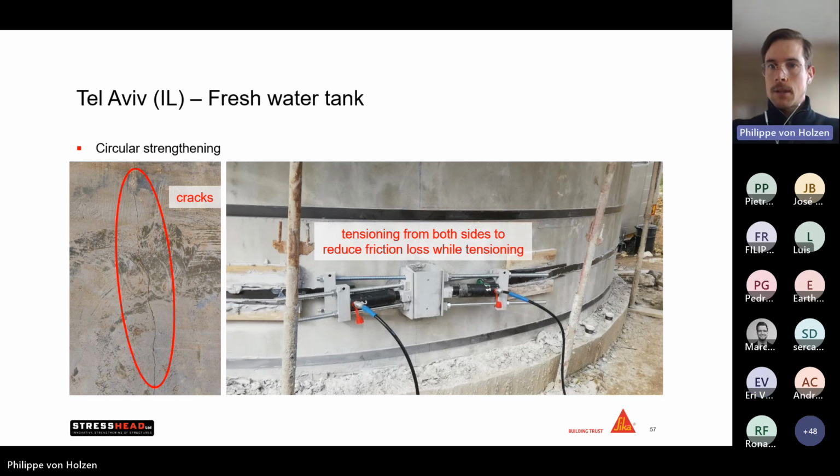Absolutely, the system can be installed in a round shape. There's a minimum radius of about 2 meters that we do have to take into account. So we cannot just, let's say, reinforce a column with the system. Although we have a second system, called the CL restrap, where we can strengthen a much smaller radius. With the CarboStress system itself, for circular strengthening, we need at least a radius of 2 meters, which is approximately 6 feet.